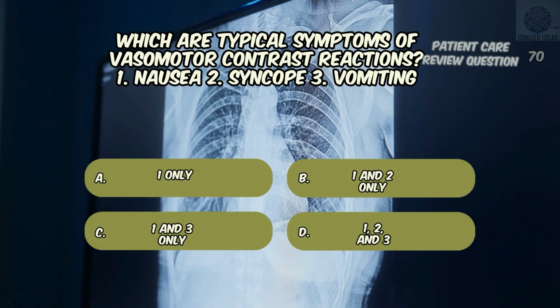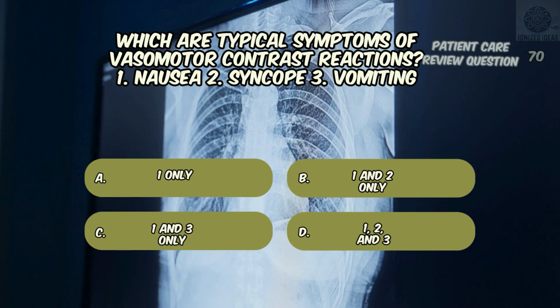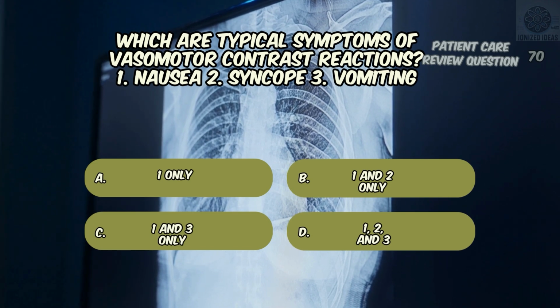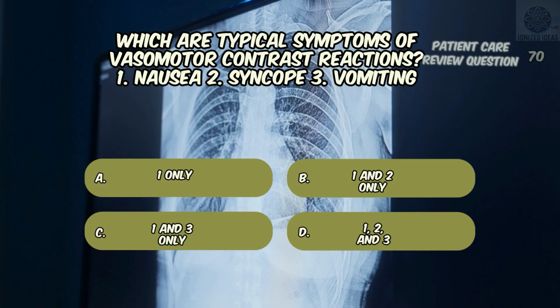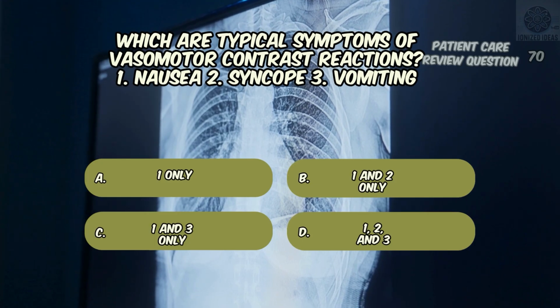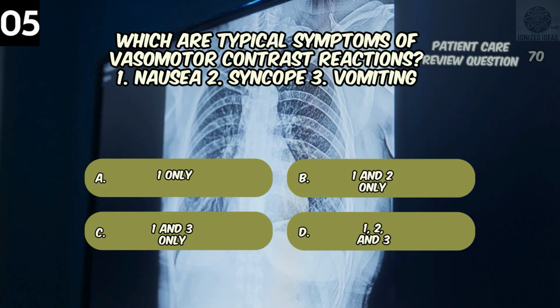Which are typical symptoms of vasomotor contrast reactions? 1. Nausea. 2. Syncope. 3. Vomiting. A. 1 only. B. 1 and 2 only. C. 1 and 3 only. D. 1, 2, and 3.